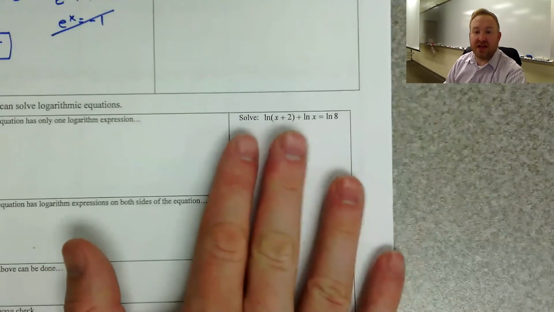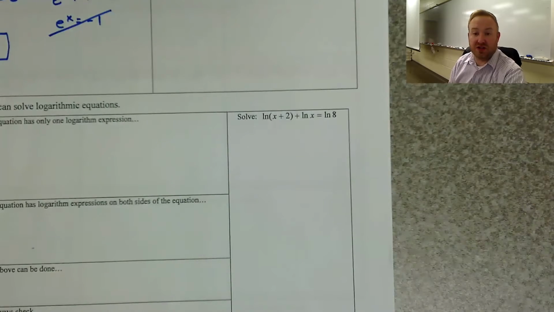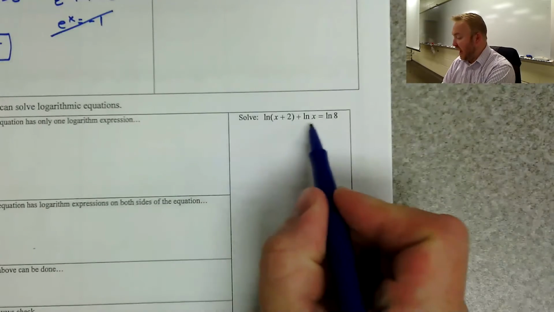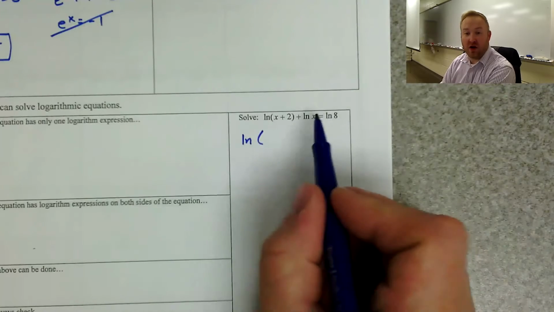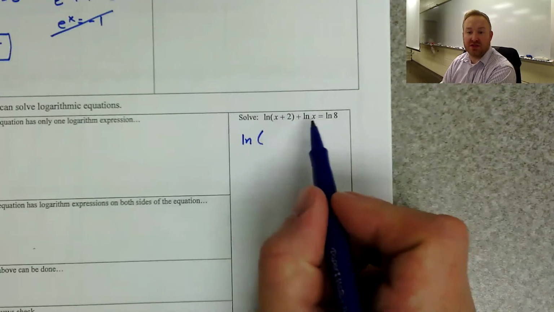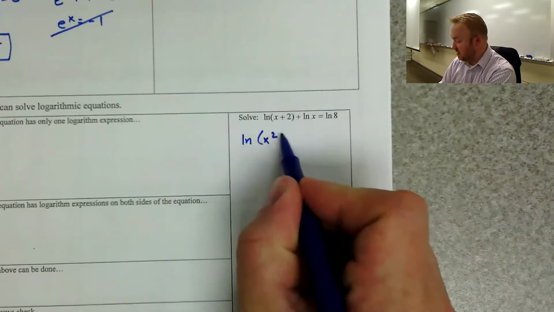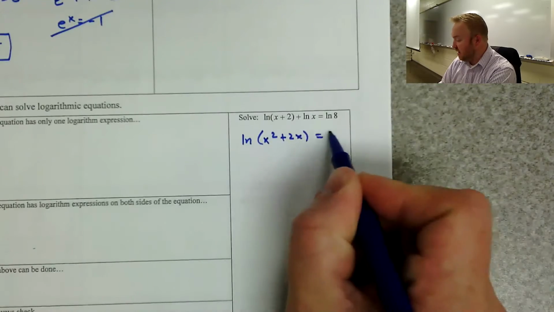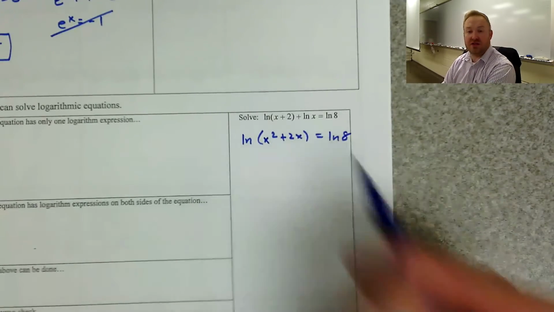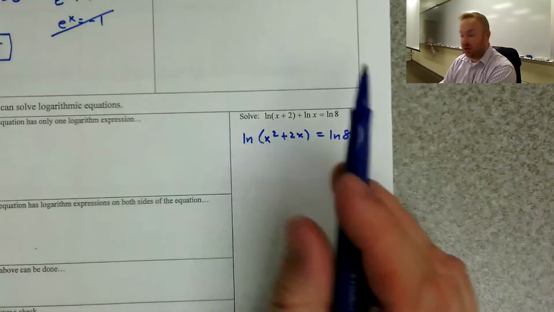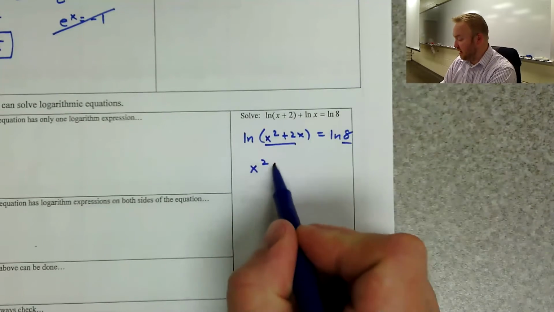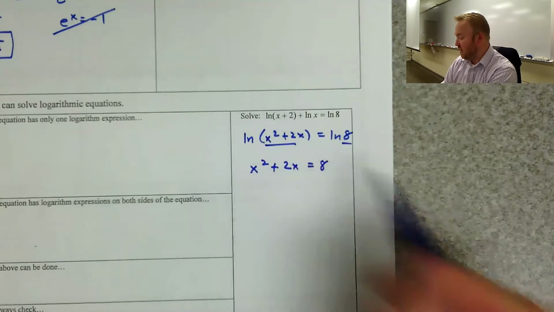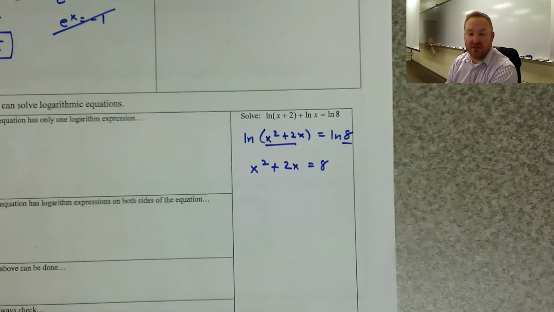Period 2, this is a problem that we really have learned to solve already because we can add these two logs together by multiplying their arguments. So x plus 2 times x is x squared plus 2x. And now I have two logs that are equal to each other. And if the logs are equal, then the arguments are equal. And so I can just state that x squared plus 2x has to equal 8. And now we just solve that equation.